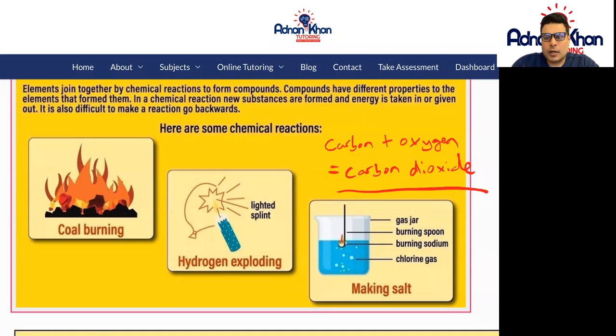Let's give you another example. So this is basically a compound. So carbon dioxide is an example of a compound.